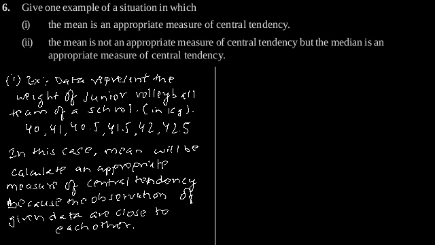Now, second part: give an example of a situation in which the mean is not an appropriate measure of central tendency, but the median is an appropriate measure of central tendency. To show this, let us consider another example.